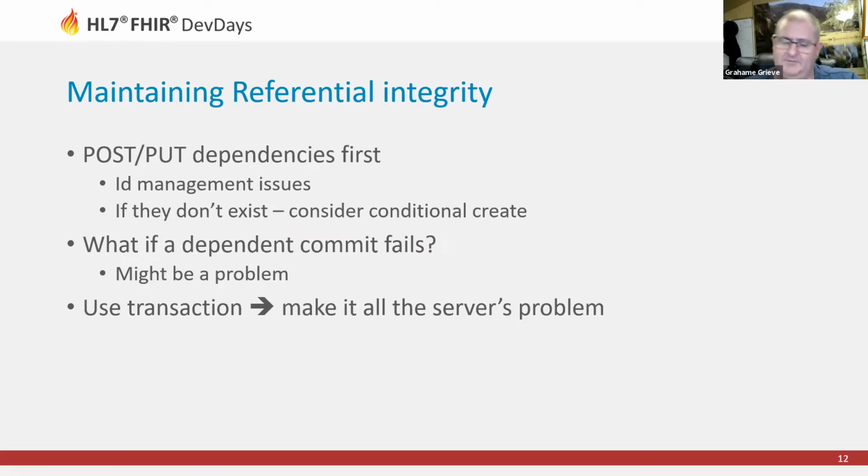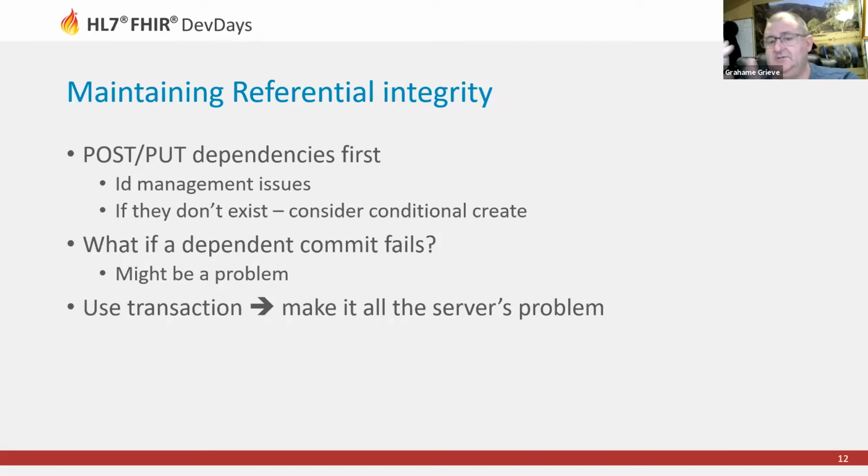Okay, so if you're posting a resource, basically you need to go and look at all the dependencies and make sure they already exist on the server. And then for each of them, figure out what their ID is on the server. Maybe you need to do a create on the server. And then you get back to the resource you were going to commit. And what do you do if the commits failed before you got to the resource you were going to commit? Do you need to undo them? All complicated stuff. In practice, when you start thinking like this, use a transaction.